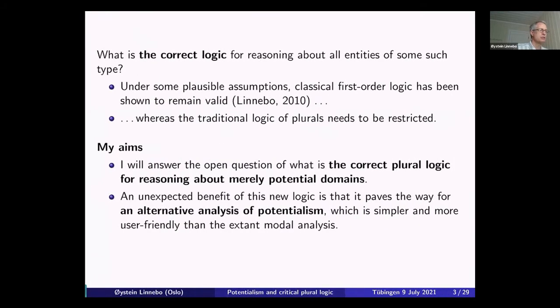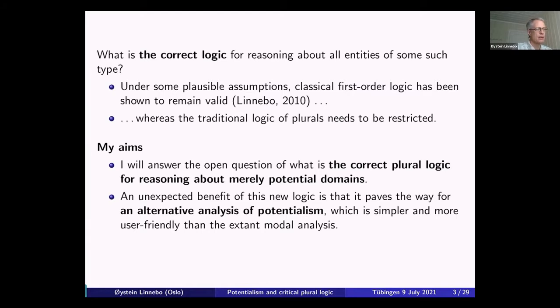So that's the topic. And more specifically, I'll be concerned with the question of what is the correct logic for reasoning about all entities of some such type. So a domain of entities that are potentially infinite, and just that, so not an actual infinity. And it's been known for some time then that under certain plausible assumptions, you may use classical first-order logic for that kind of reasoning. So I'll explain this in detail as we go along.